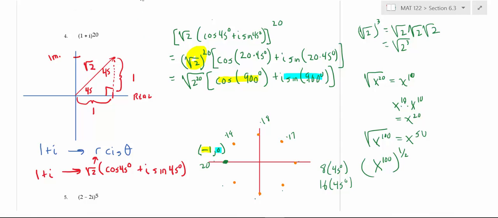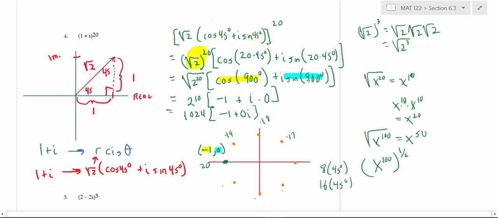So now we're ready to write our answer. So we would get the square root of 2 to the 20th is 2 to the 10th. Cosine of 900 is -1. And then this would be i times 0, so you'd have this, right? So 2 to the 10th is 1,024. And then if you multiply that by -1 plus 0i, you get the final answer, -1,024 plus 0i. Okay, that's in the complex form right there, so that would be your solution to the problem.